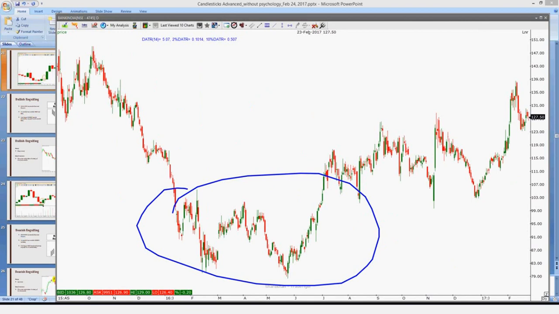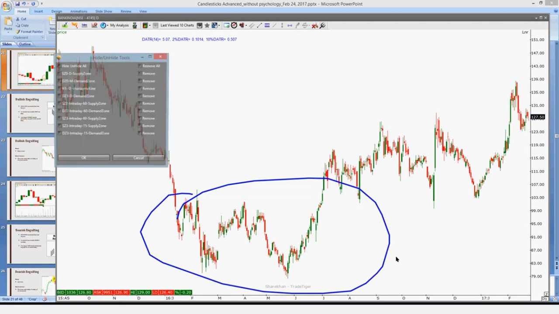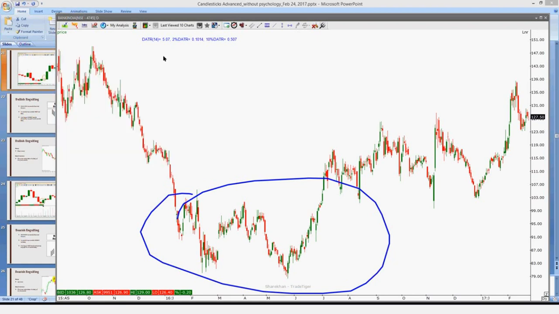Which tab are you talking about? Okay, I right clicked on my chart, tools, the last option of that, hide or unhide tools. So I get this tab. Okay.